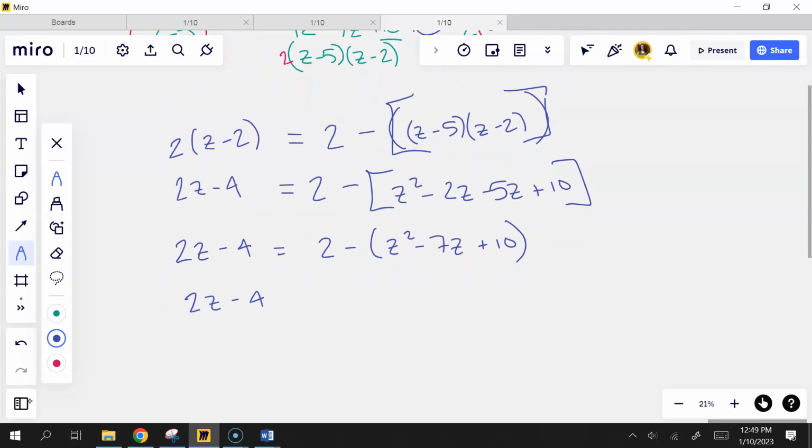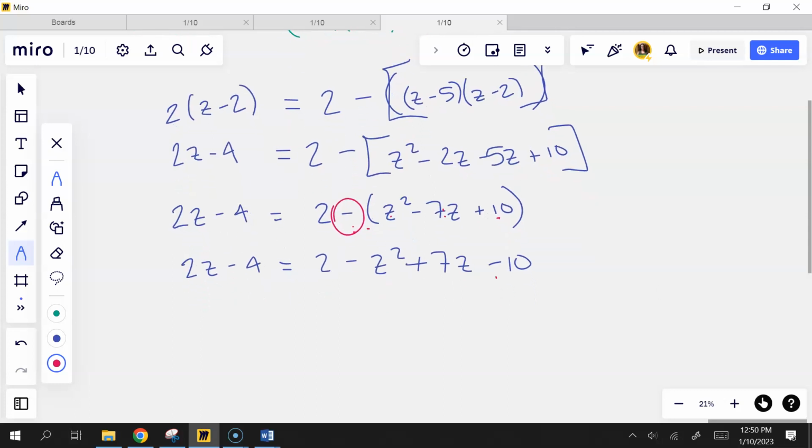Now, if you changed it in the beginning, you don't have to go back and change it now. You've got a plus, like plus 7z minus 10. This negative is subtracting this, subtracting this, and subtracting this. So minus -7 is plus, and minus +10 is minus 10. You're subtracting all of that in parentheses.